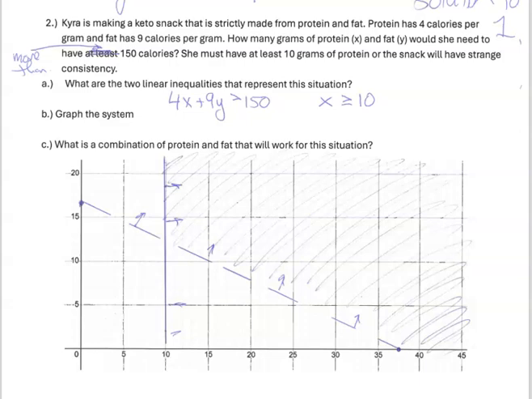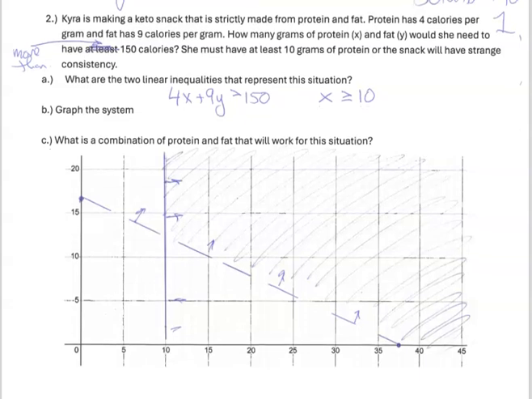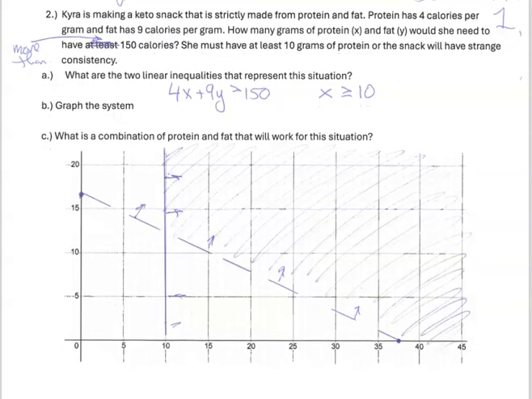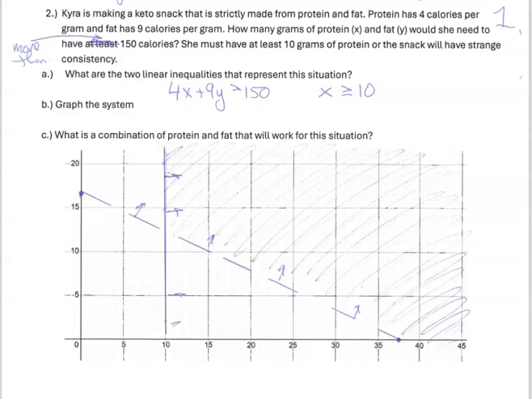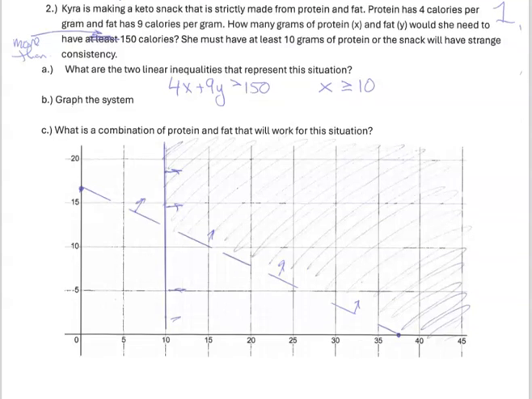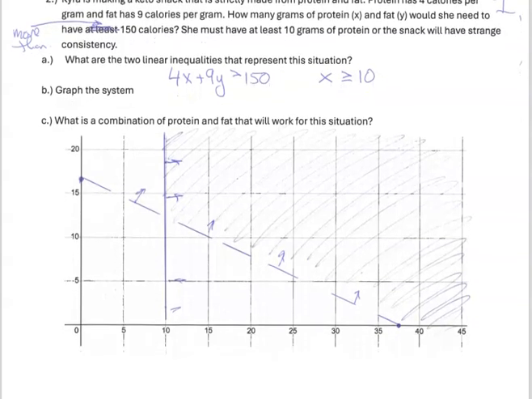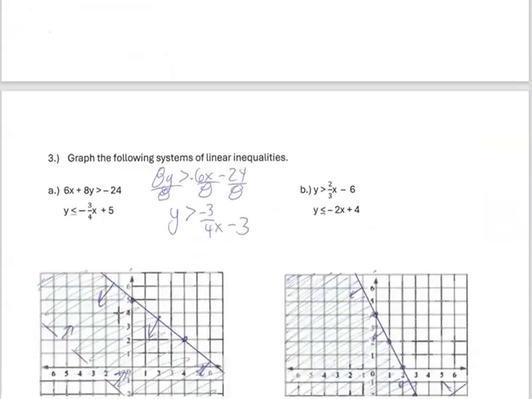It's going to be 4x plus 9y is greater than 150, and x has to be greater than or equal to 10. And you can see how I use my arrows here just to keep things a little bit neater. Anything that is shaded once will only be a solution to one inequality, and the things that are in the overlap are going to be a solution to both of them, also known as the system. You could also have 3 inequalities or 4 inequalities to kind of shade off a full section. We're going to be talking about that a little bit later. But for today, just 2 inequalities.